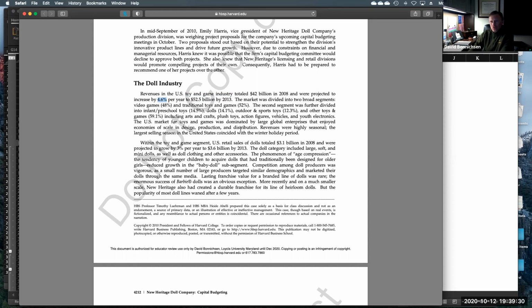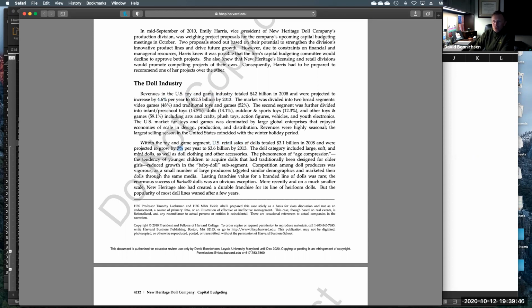So as you're reading the case, think about that. The doll sector, U.S. retail sales of dolls in specific, more applicable to Heritage as a company, is only projected to grow by 3%.